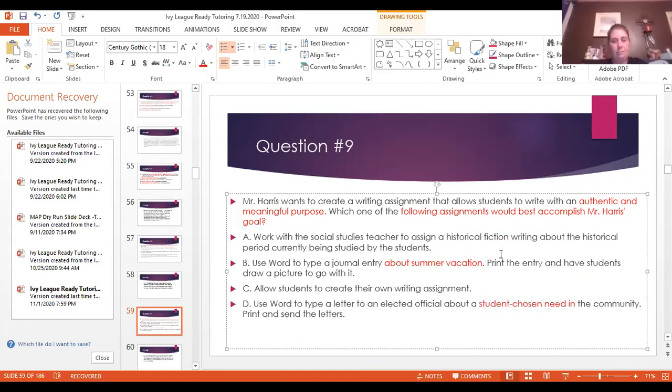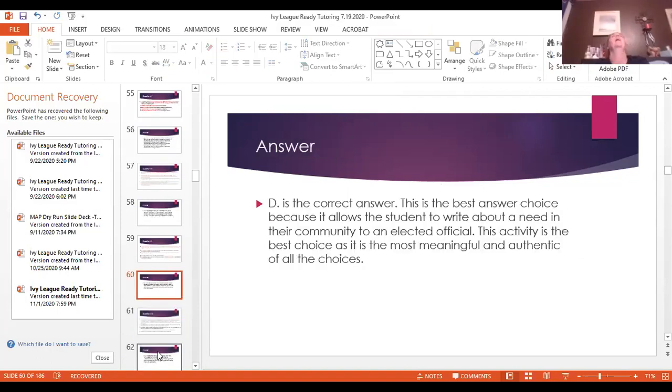Key word here, would best accomplish Mr. Harrison's goal. Authentic and meaningful purpose. So not just writing to write, but it is meaningful. Oh, I'm getting a lot of B and D. Let's see what happens. So it is D. So D is the correct answer.